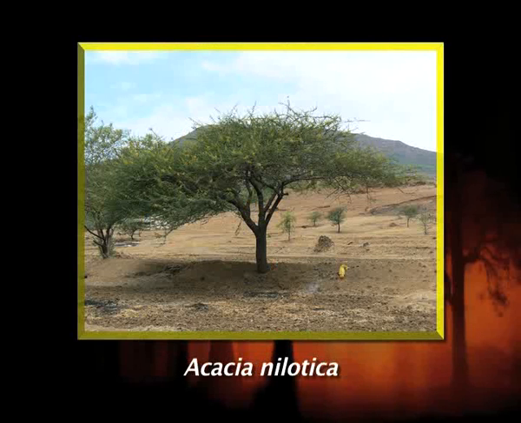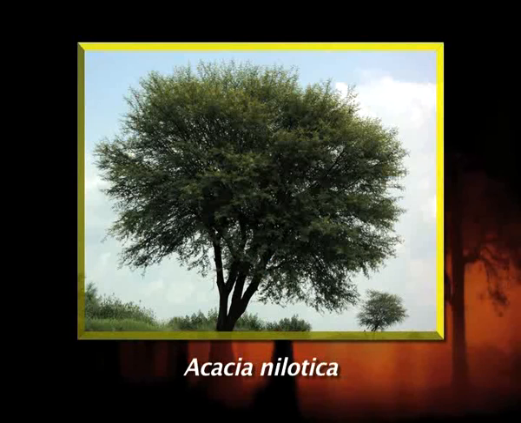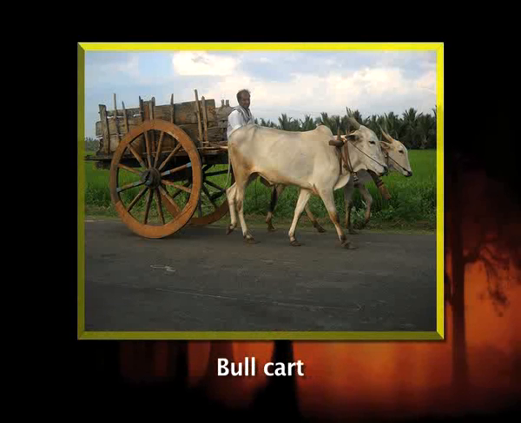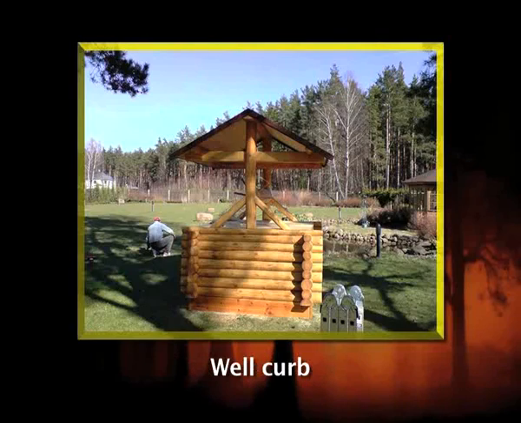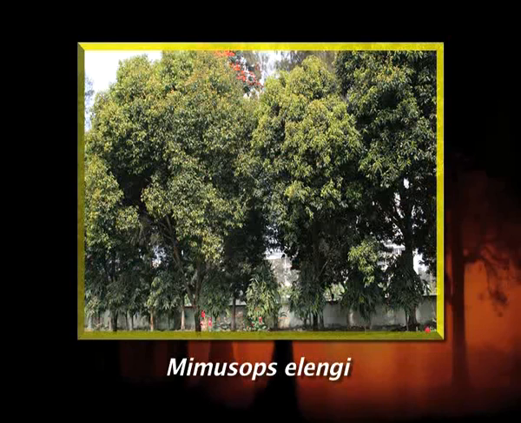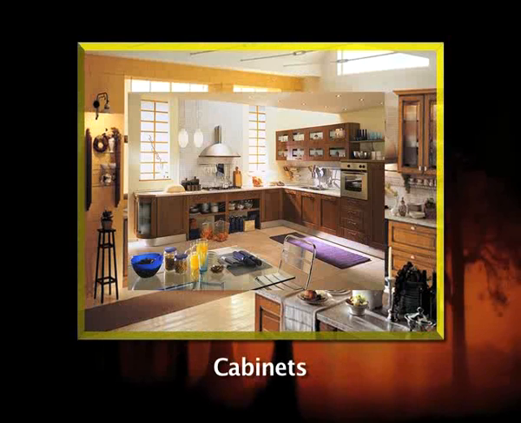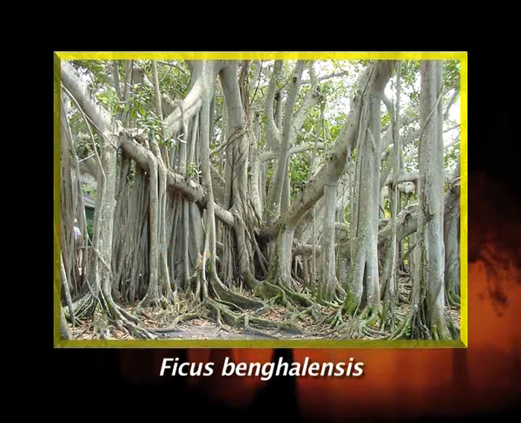The fourth one is Acacia nilotica, the subspecies being indica. It's strong, hard, and tough, and it takes a good polish. It's used for bodies and wheels of bullock carts, agricultural instruments, tool handles, and well curbs. Then we have Mimusops elengi. It's close-grained and tough. It's used for making cabinets. After this, we have Ficus bengalensis. It's strong and durable only underwater.